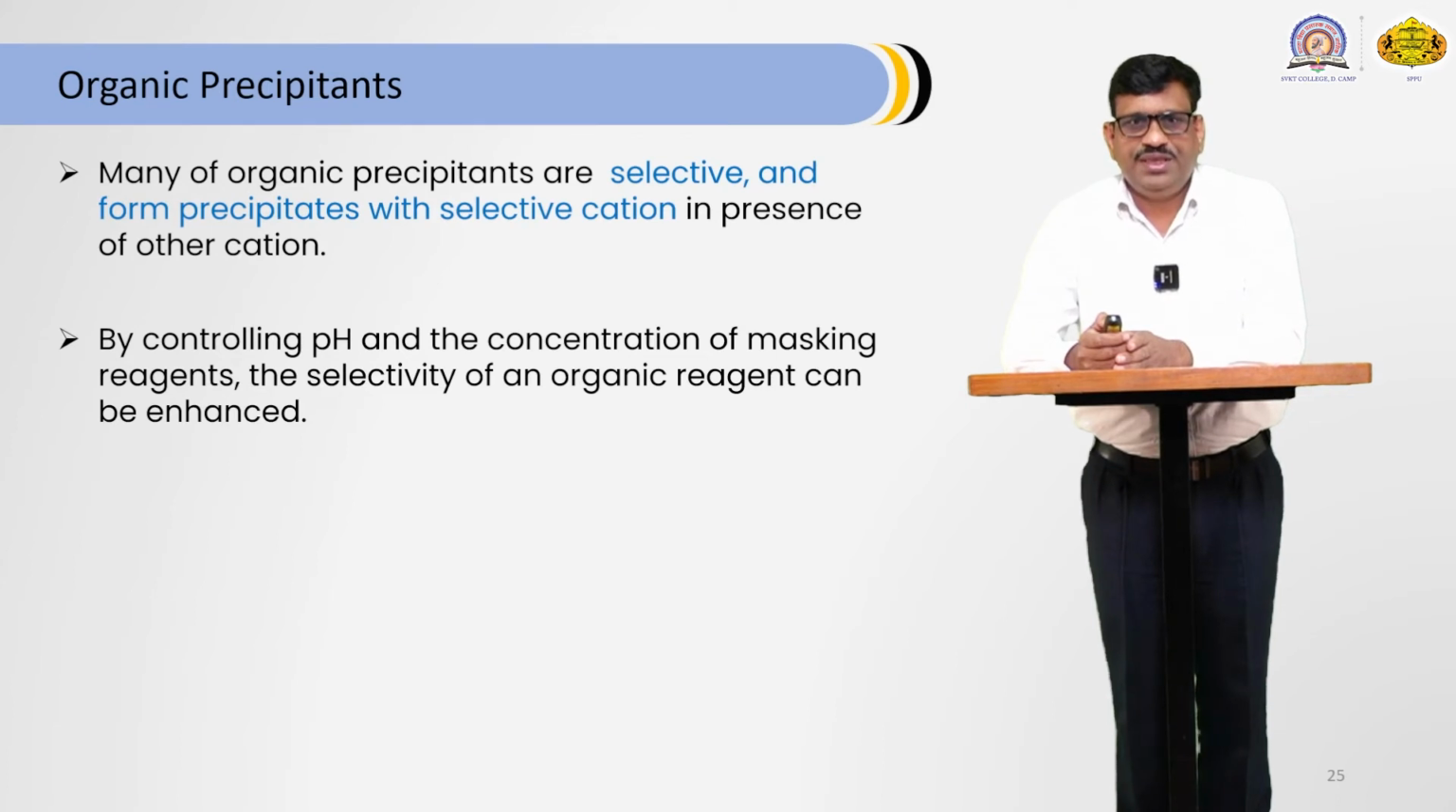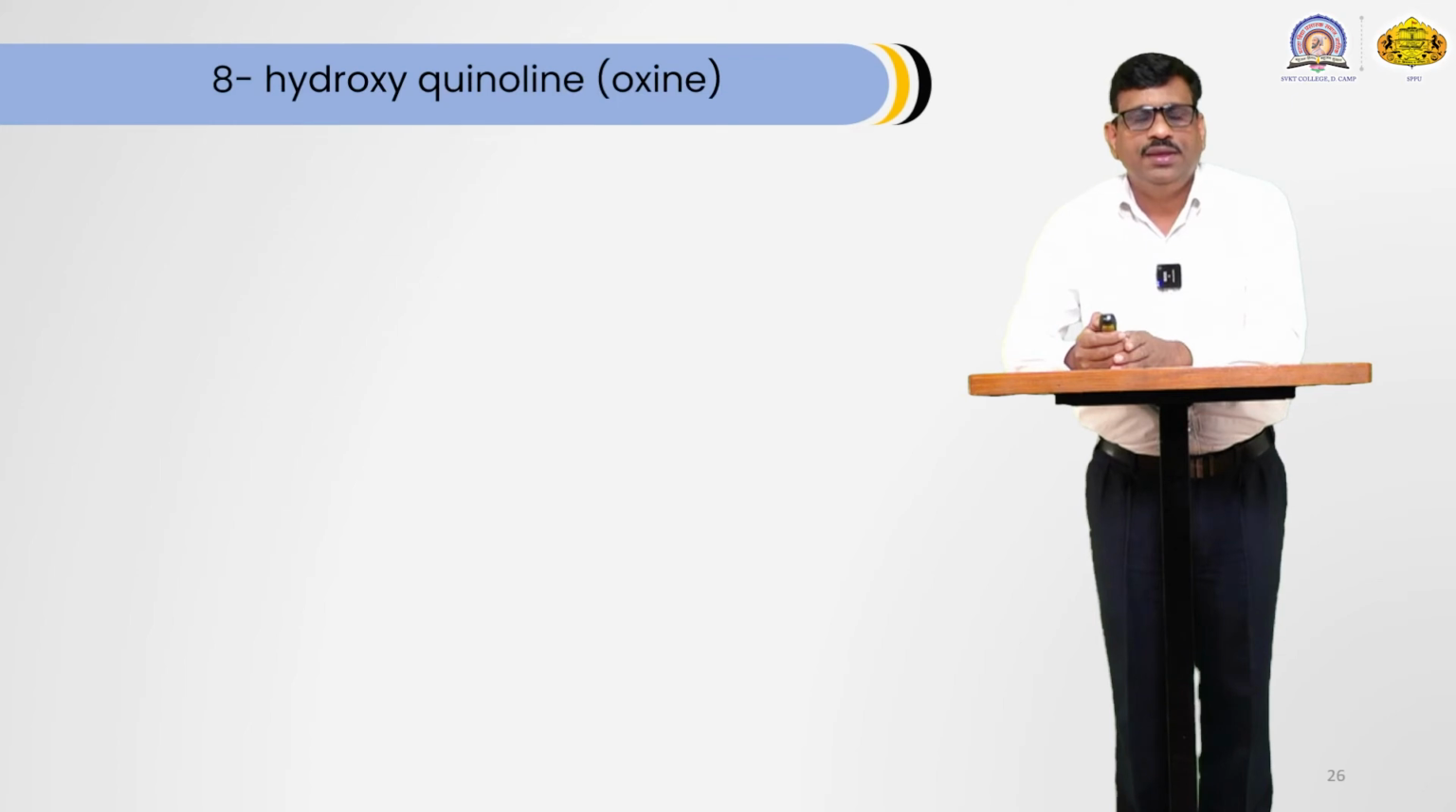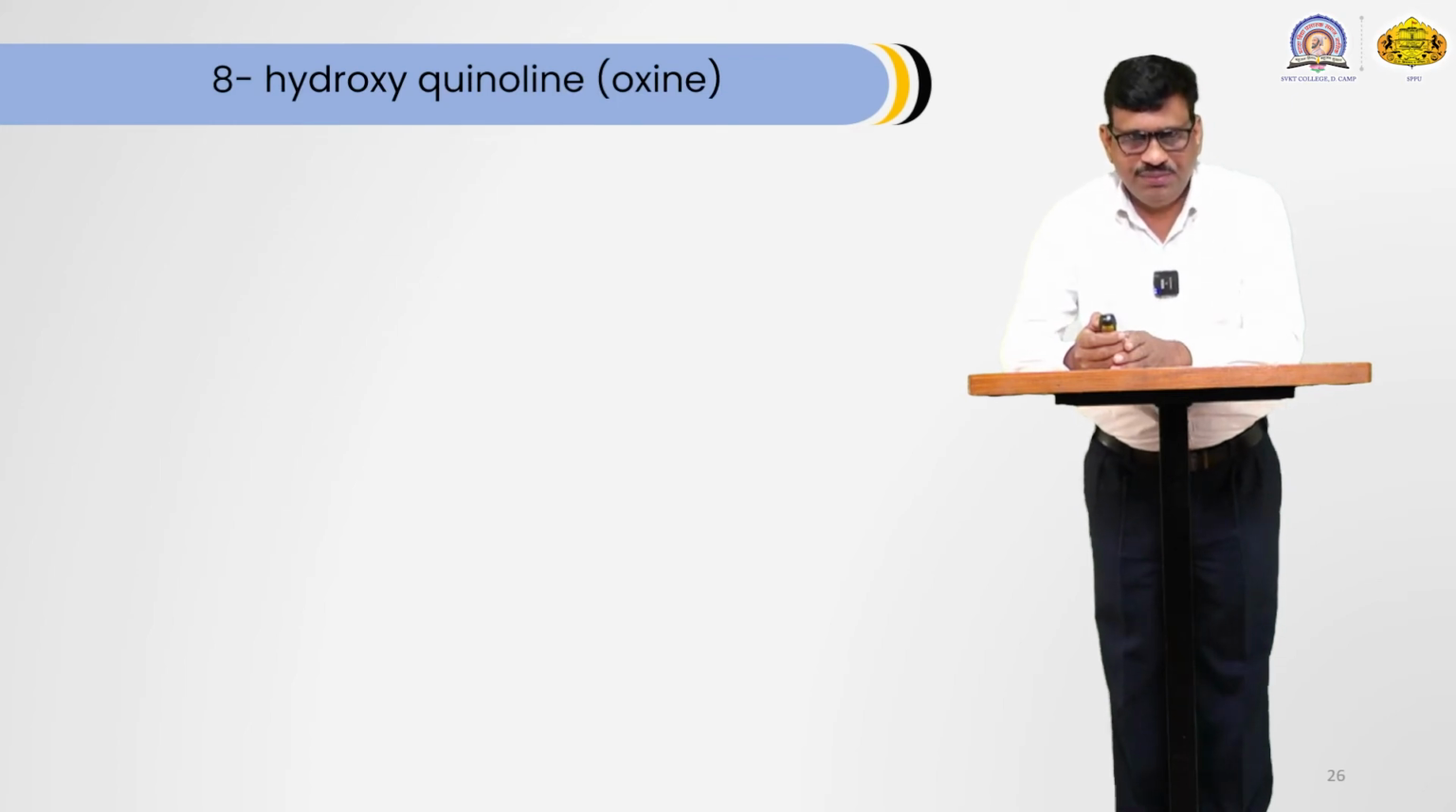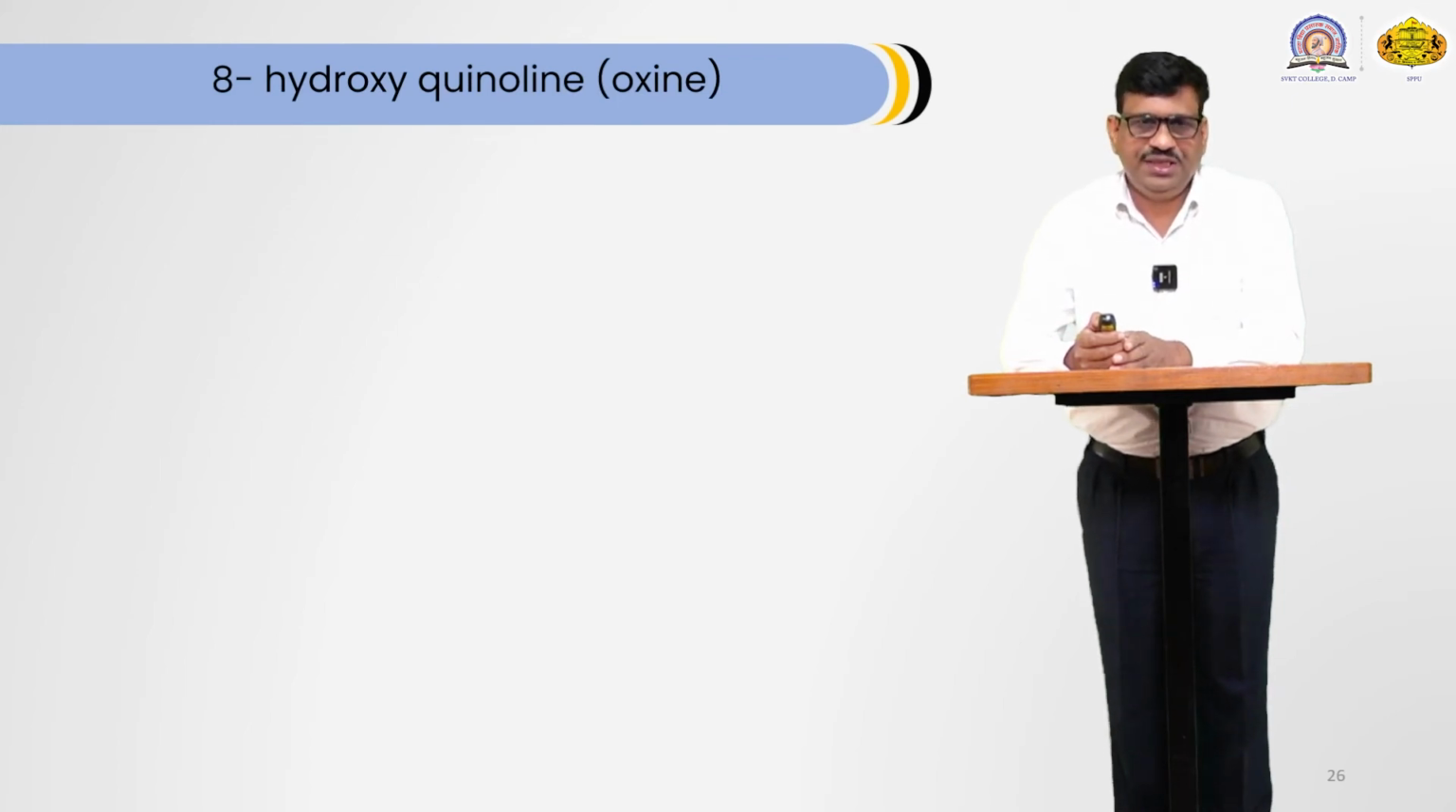Many organic precipitants are selective. Selective means they are used to precipitate out only a single metal ion in the presence of other metal ions. By controlling pH and the concentration of masking reagent, the selectivity of the organic reagent can be enhanced. Let's see some examples of organic precipitating agents.